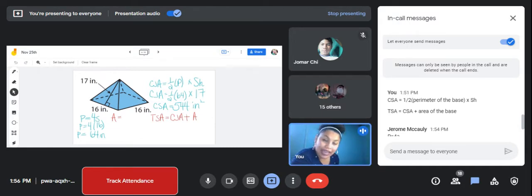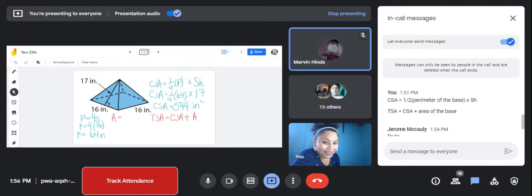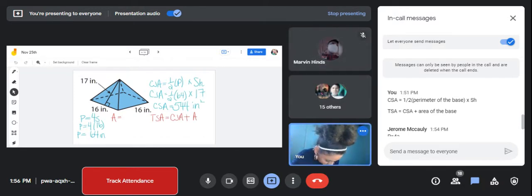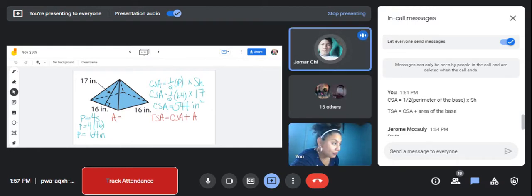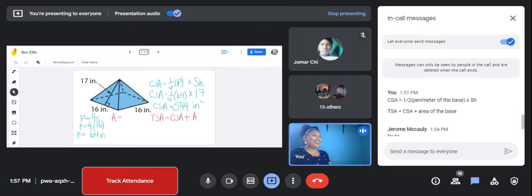We did it earlier today. I asked you guys the same thing. How do you find the area of a square? Base times side? No, it's not base times height. You are confusing. You're using the formulas for volume now. We're talking about area of a square.